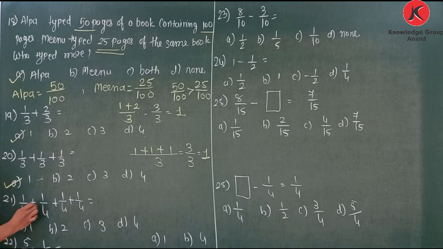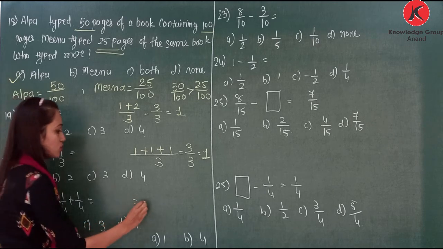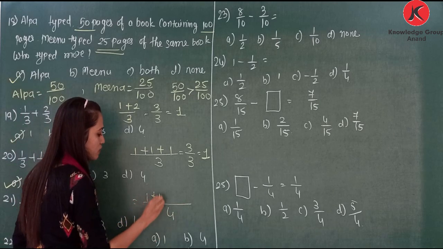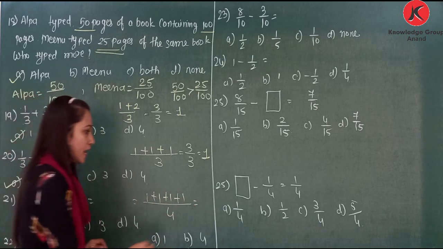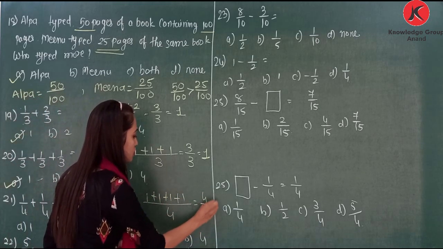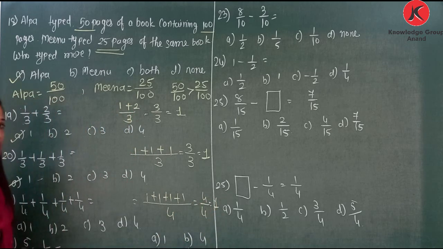Next, 1 by 4 plus 1 by 4 plus 1 by 4 plus 1 by 4. Again, do not add the denominator. So it is 4, 1 plus 1 plus 1 plus 1. When the denominator is the same, directly add the numerator. So 4 by 4, it means it is 1. So again, the answer is 1.